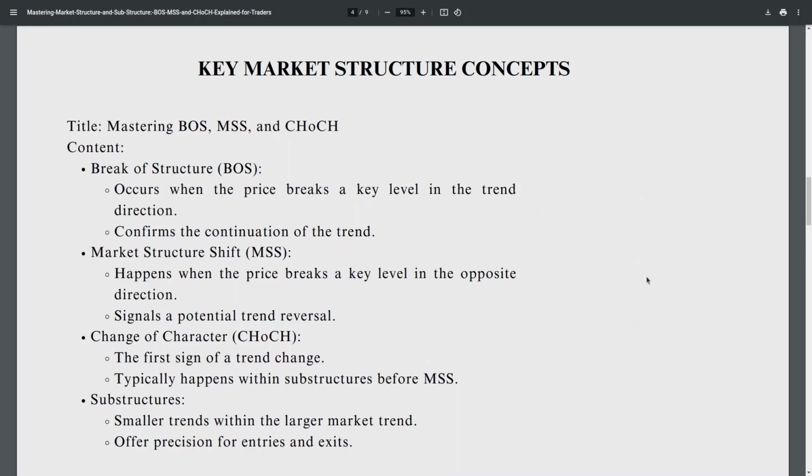So we will now look at how to identify this price foundation, these market structures. We will be looking at break of structure, what it is, how it happens. We will be looking at market structure shift and change of character. These things I mentioned are what will help us to determine whether we are in an uptrend, a downtrend, or a sideways trend.